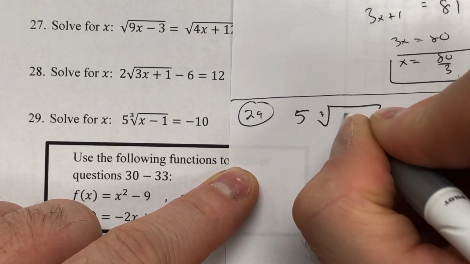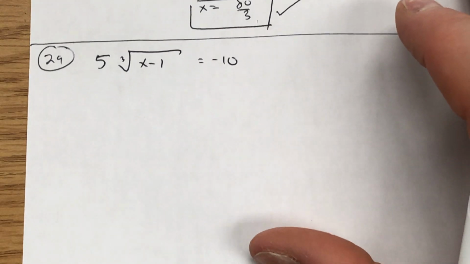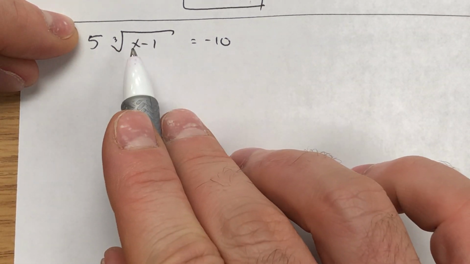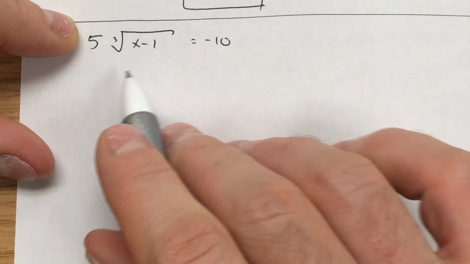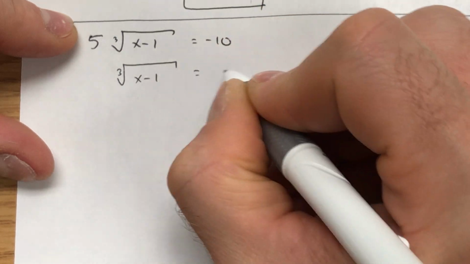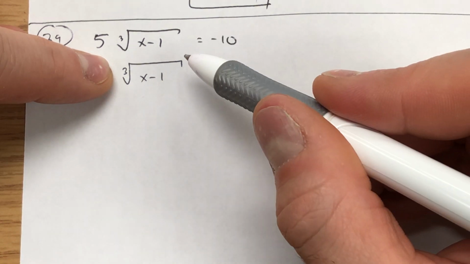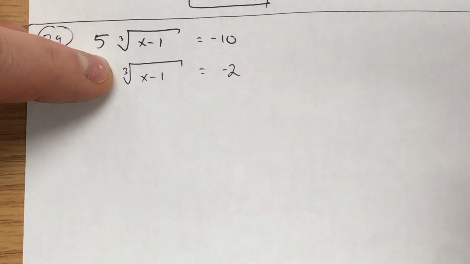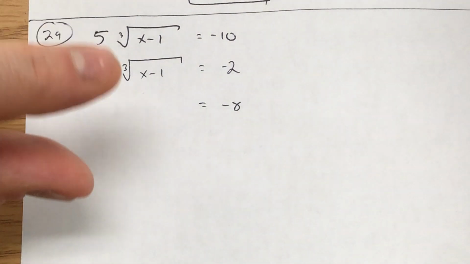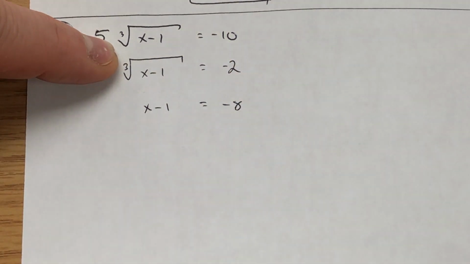5 cube root of x minus 1 equals negative 10. So I'm going to treat this radical just like I would treat a square root. I'm going to get rid of anything outside of it first. So I'm going to divide both sides by 5. So cube root of x minus 1 is negative 2. Now, just like a square root and a square power canceling out, a cube root and a cube power are going to cancel out. So if I cube this, I'll get a negative 8. Negative 2 times negative 2 times negative 2. This will cancel out and leave me with x minus 1.